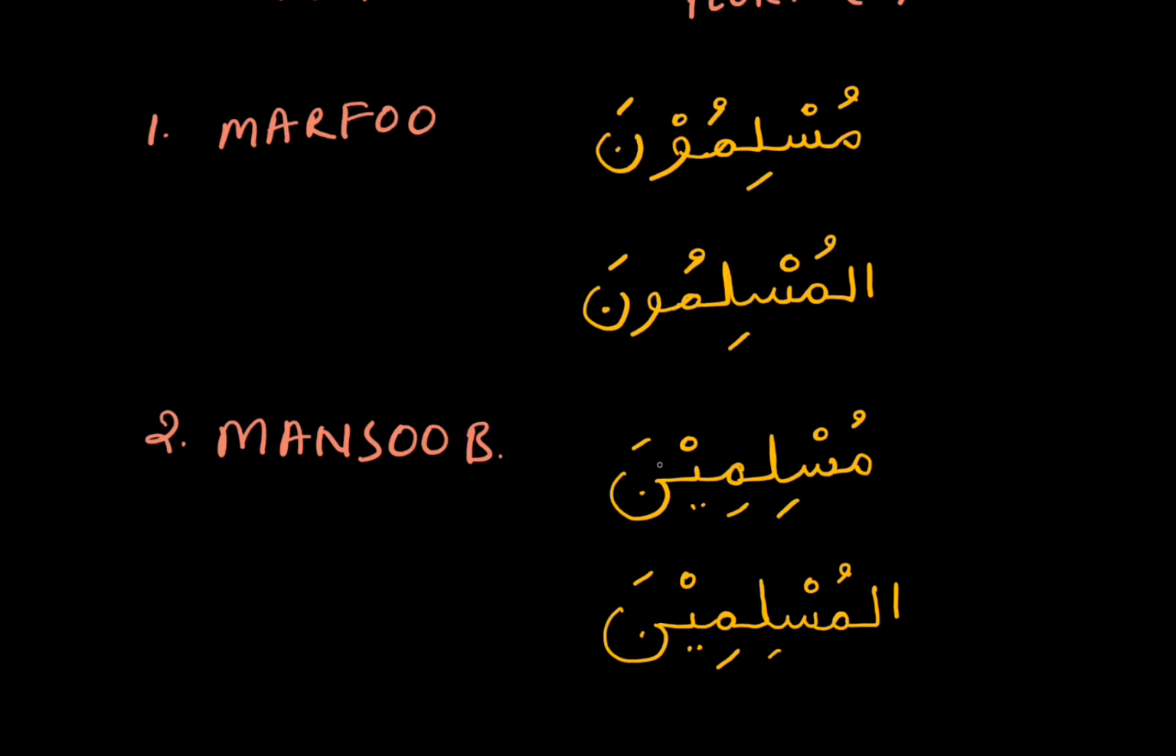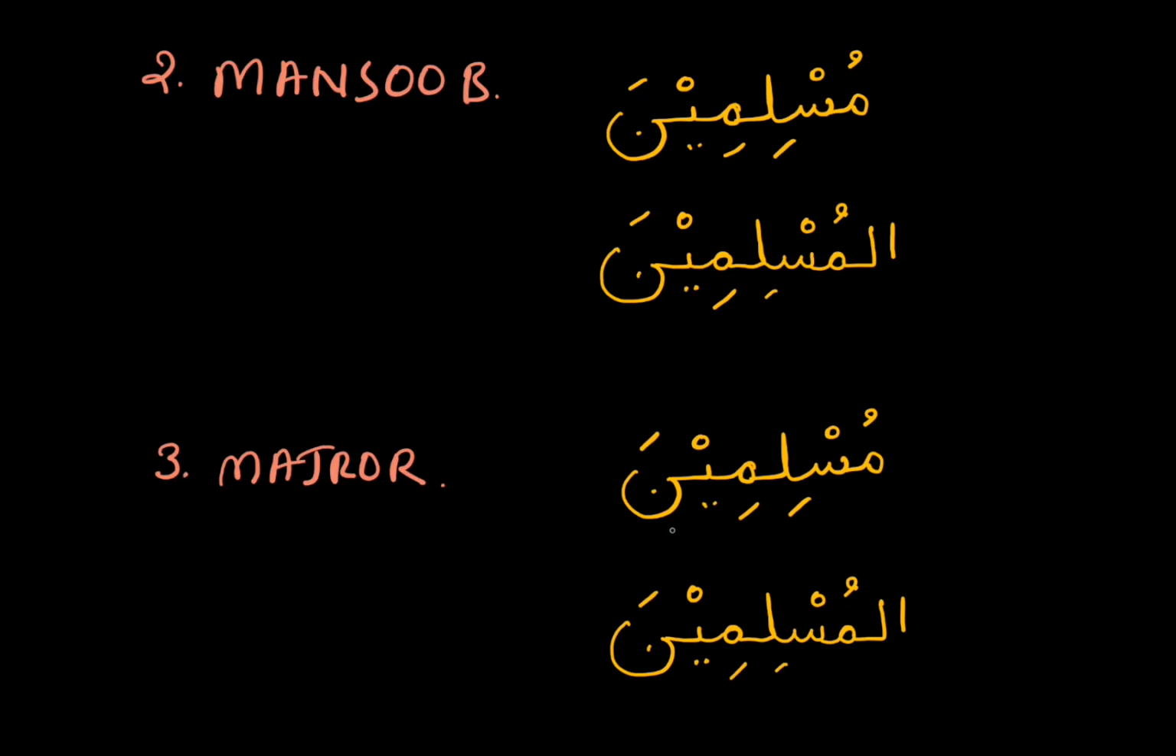Now the mansub can be identified by ya noon with a fatha, that is muslimina, al muslimina. By seeing these case endings, we can identify a given plural noun is in the mansub state. The majroor state of plural nouns can be identified by the case endings ya and noon with a kasra, that is muslimina, al muslimina. So this is the majroor state of a plural noun. The mansub state and the majroor state are the same. They can be identified by the context, whether they are in the mansub or majroor state.